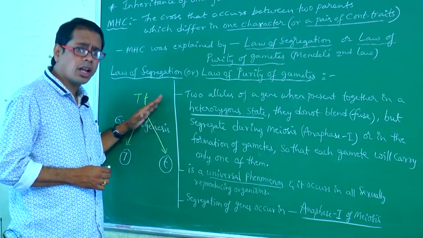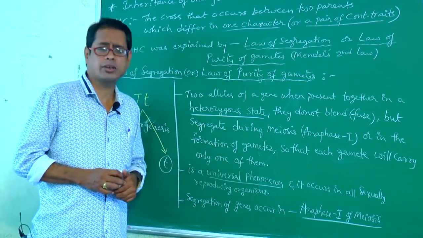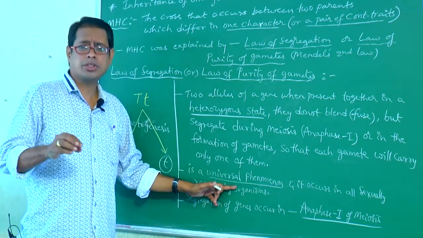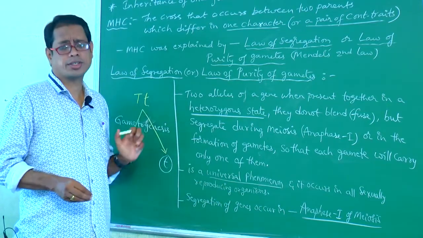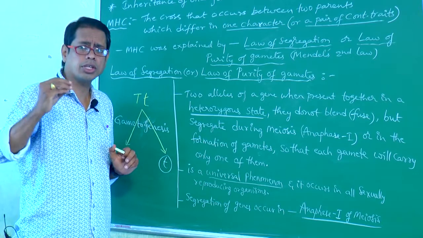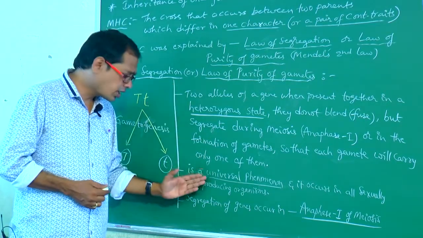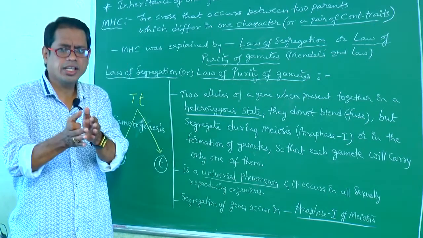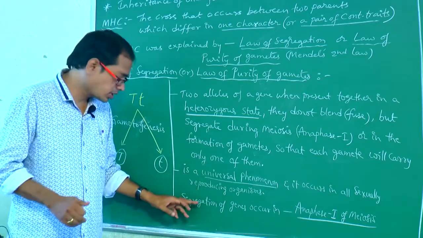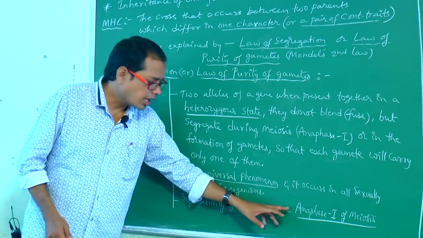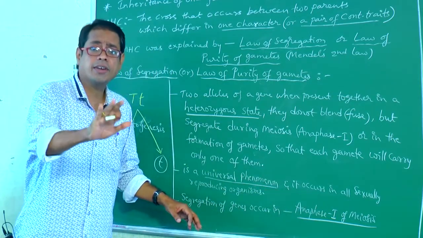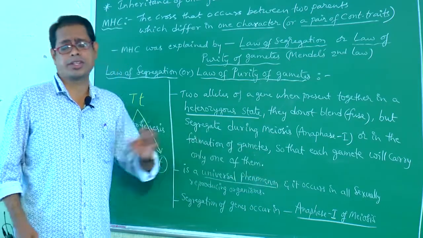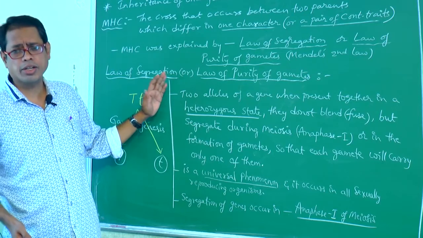Right. This law of segregation is a universal phenomenon. That is, it occurs in all sexually reproducing organisms. That means during gametogenesis, the law of segregation occurs in all sexually reproducing organisms. That's why it is a universal phenomenon. Segregation of genes, that is separation of genes, occurs in which phase of meiosis? Segregation of genes occurs in anaphase 1. Don't say anaphase 2. So segregation of genes occurs in anaphase 1 of meiosis. Okay, are you understanding, my dear students?